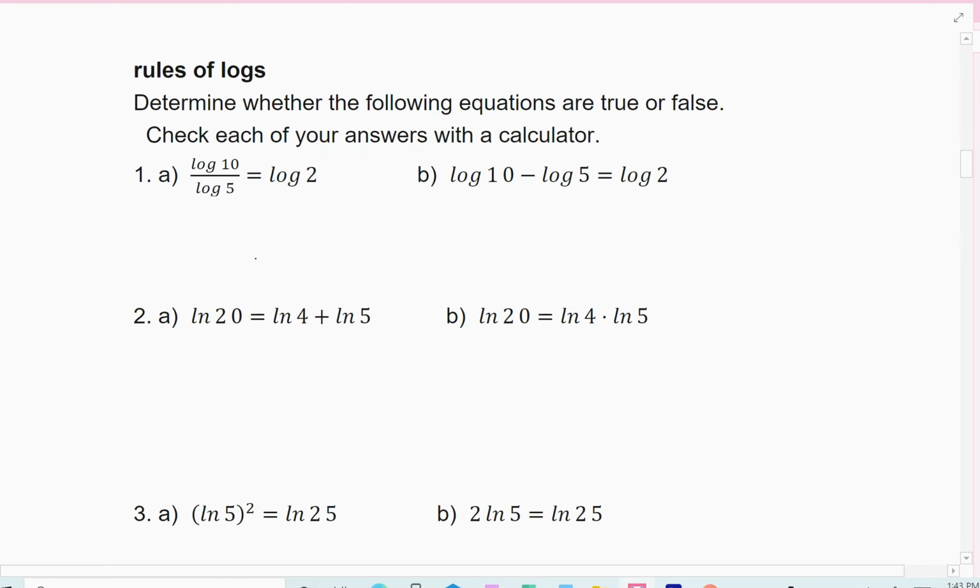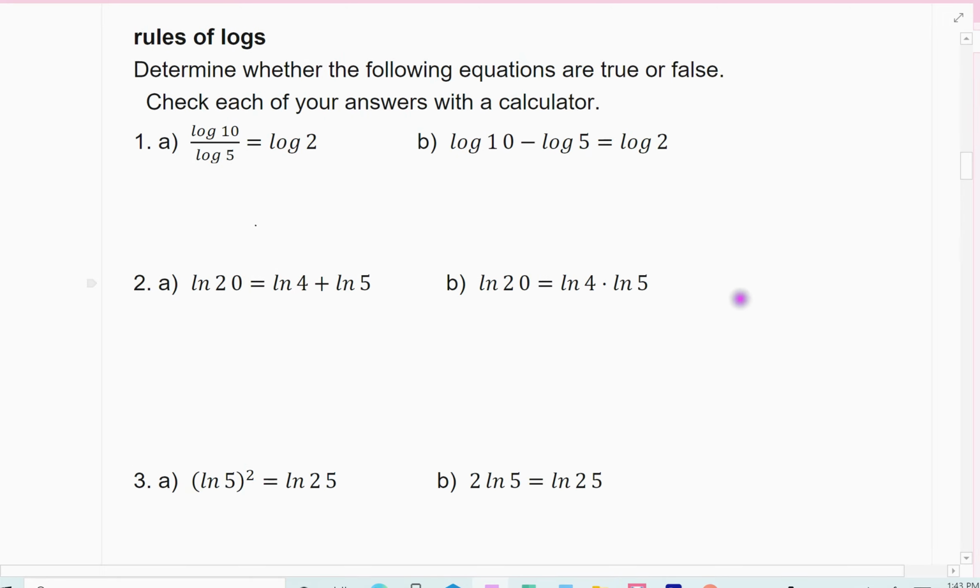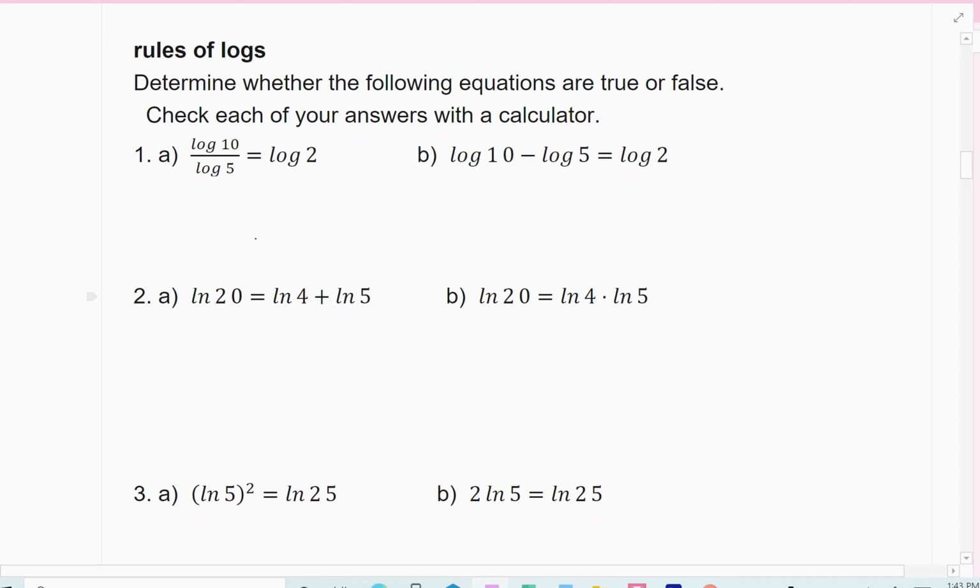Alright, so a common mistake students make is they often will do wrong things with logarithms. This one is going through examples of determining what was done right and what was done wrong. And for all of these, I chose bases that you can plug into your calculator.